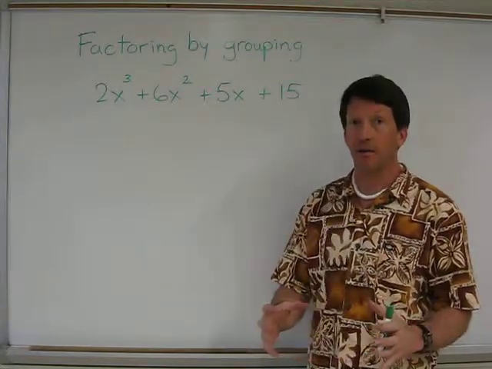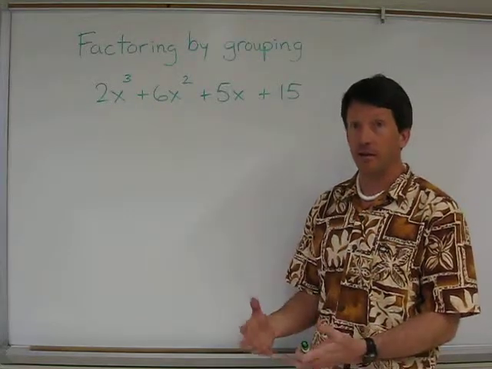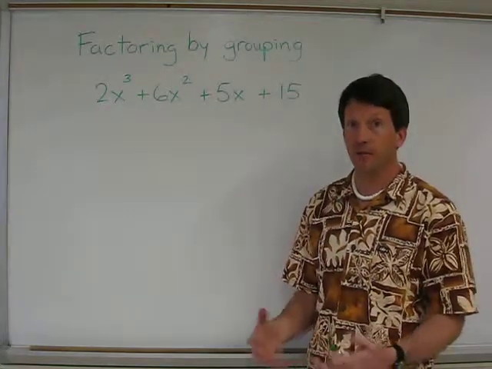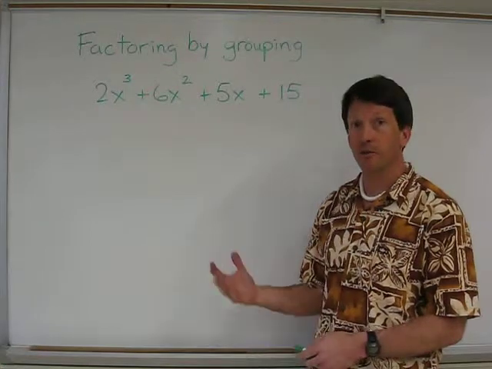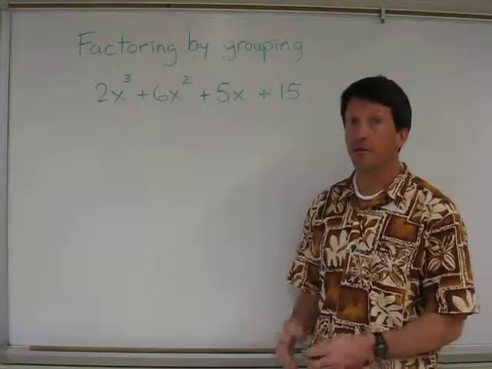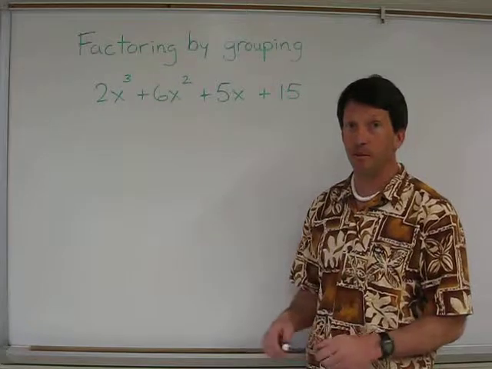So when there's 3 terms, it's a trinomial that you factor. A lot of times when there's 2 terms, it's the difference of 2 perfect squares. Well, this one has 4 terms, so when you see 4 terms, you use factoring by grouping.